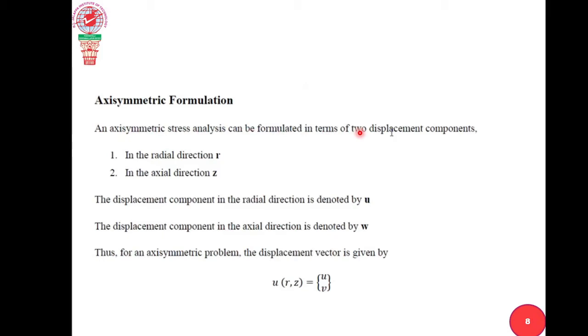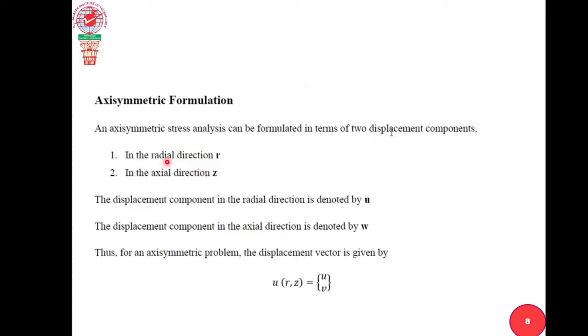We are going to consider displacement components as two, not three, because the displacement along theta is neglected. So what are those two displacements? One is along the radial direction, one is along the axial direction, that is the length direction. Along the circumferential direction we are neglecting, that is 0. Therefore, one is the displacement along the radial direction, that is r, and the other in the axial direction, that is the z direction.